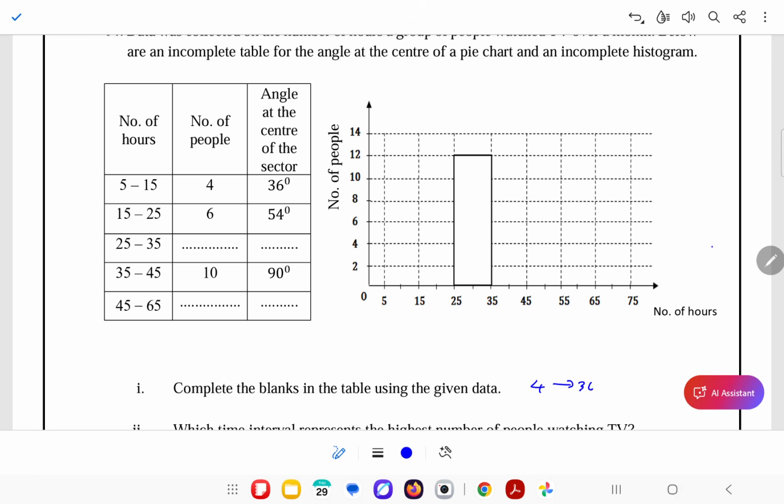4 is 36 degrees. So 1 is 36 divided by 4, 9 degrees. So then 6 is 54 degrees. 10 is 90 degrees. Right.